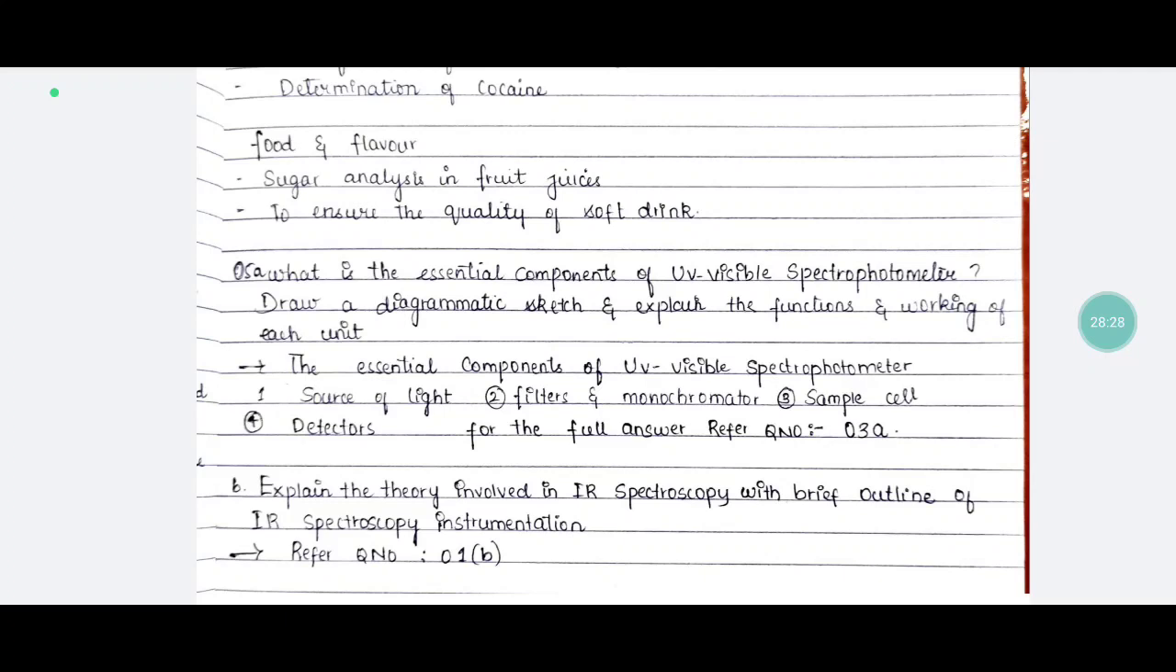So the full answer you have to copy from question number 3A, whereas the B question will be: explain the theory involved in IR spectroscopy with a brief outline and IR spectroscopy instrumentation. For this you have to refer to question number 1B. Already I have explained it in question number 1B. You have to copy from question number 1B. Now I am going to give the others from 6. I am going to give you 6 to 10 tomorrow or maybe the day after tomorrow.